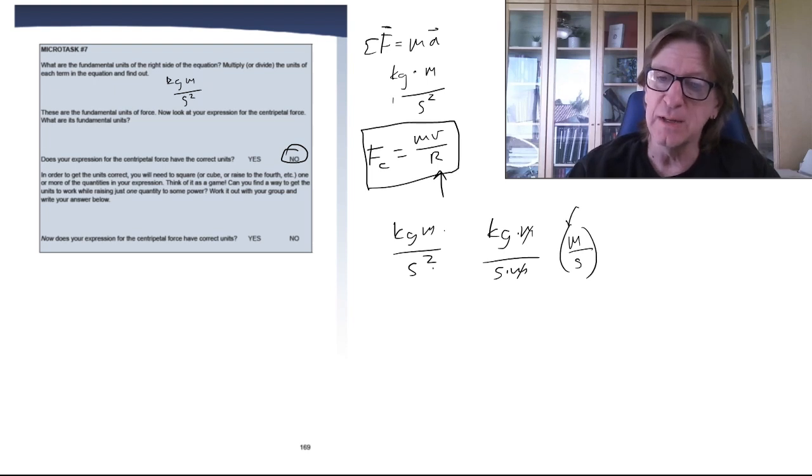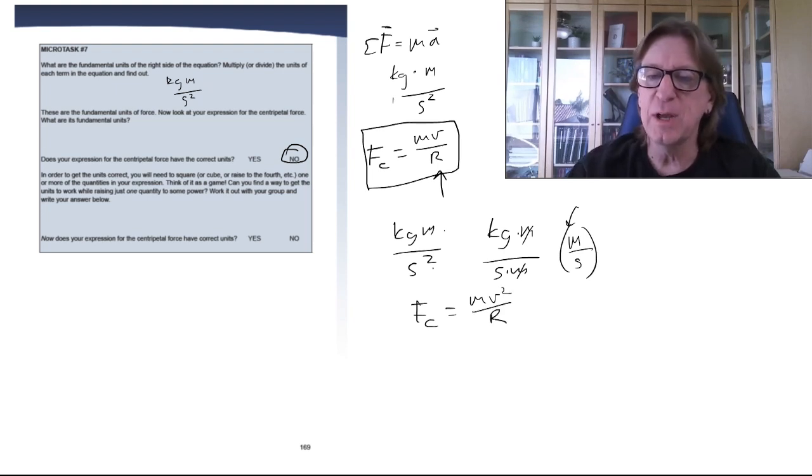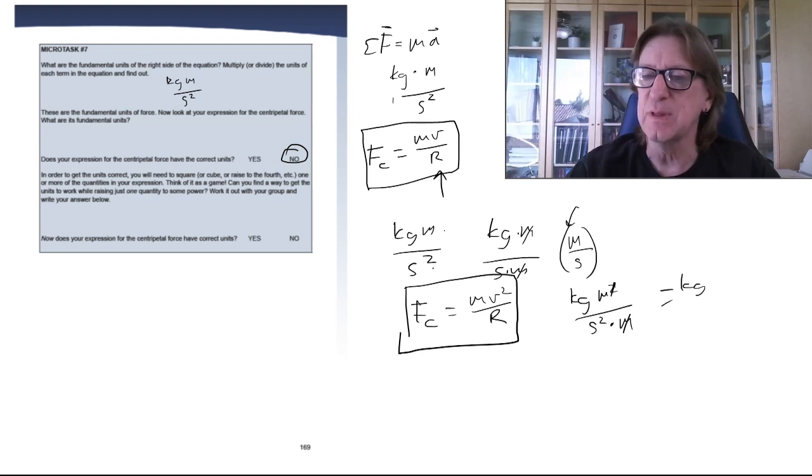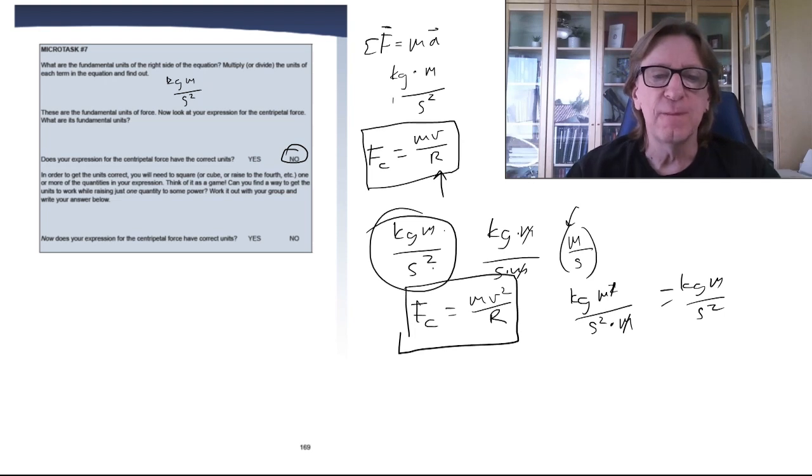Well, what physical quantity has units of meters per second? That's going to be the velocity. So if I rewrite my centripetal force as mv squared over r, now my units work out. Let's double check that just to be sure. I've got kilograms from the mass, meters squared per second squared from the velocity squared, divided by meters. That's going to cancel out just one of the meters and leave me with kilogram meters per second squared, which are the correct units for the force. So this is my final equation for our centripetal force.